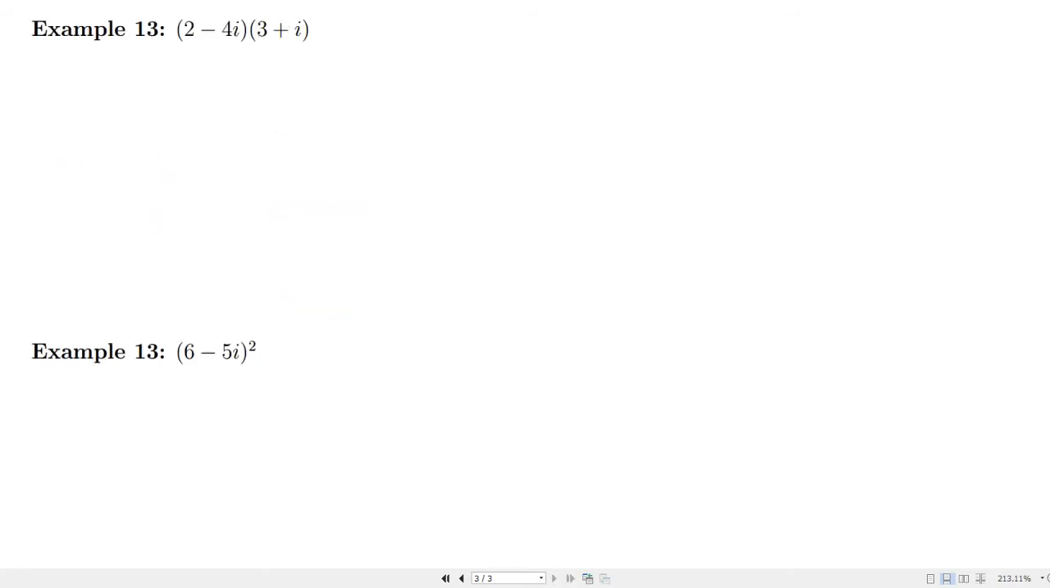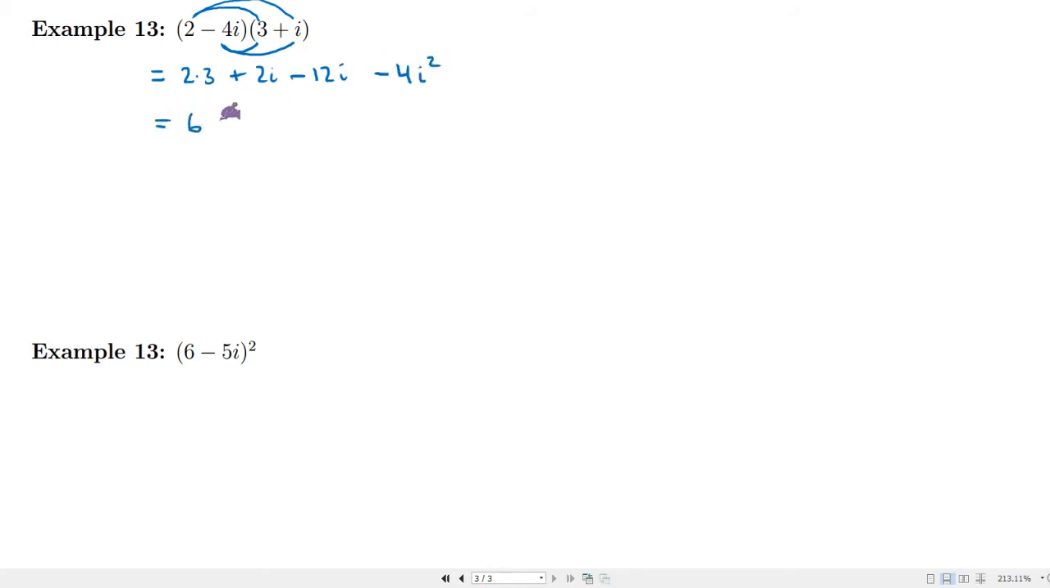Okay, how about this situation here? So we have two binomial terms that happen to have imaginary units in them, and we're going to multiply. Well, we'll just do what we've always done when we have binomial terms. We will FOIL. So we will do 2 times 3 is 6. Then we'll do 2i. Then we will do minus 12i.